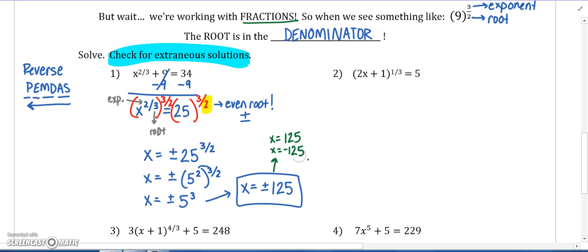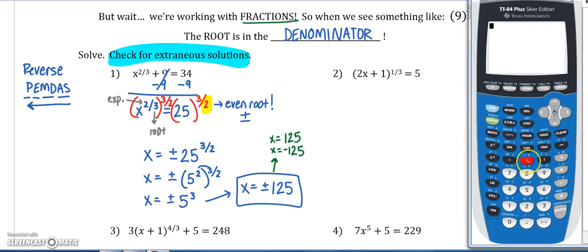And when I plug numbers back into an equation, I always use parentheses. So I'll have parentheses 125, I'll do the positive one first, caret. Now be careful here, some of you need parentheses around the exponent, so I'll put it in just in case. 125 to the 2/3 plus 9. Be careful, let's make sure we're typing this in right. There we go. Plus 9. And remember, if this is an answer, then this should equal 34. And it does. So our first one works.